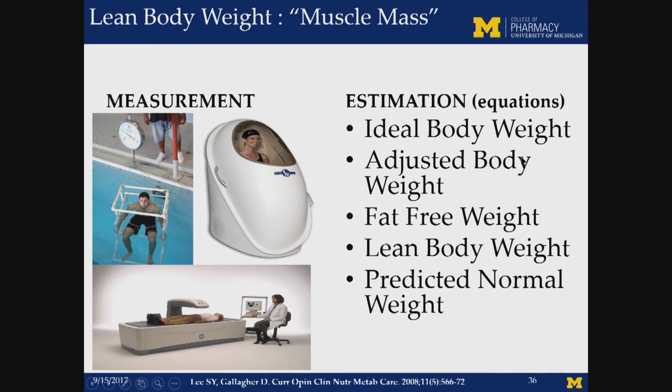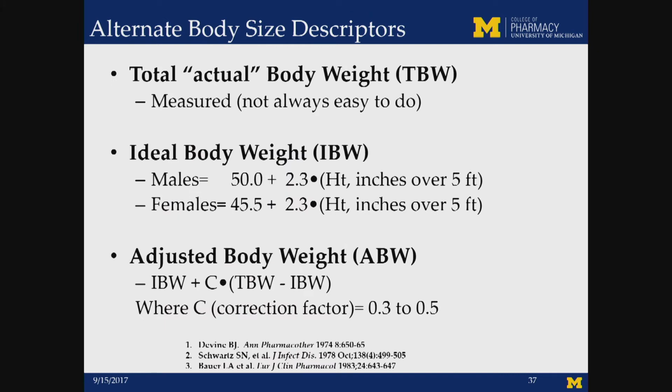Because of this, we often rely on estimation, and that estimation happens with several equations such as the ideal body weight, all the way to the predicted normal weight, and I'm going to review some of those equations with you. When you think about these descriptors, total body weight is sometimes referred to as actual body weight, so there are different terms used in the literature, and this is measured, and as I mentioned, not always easy to do.